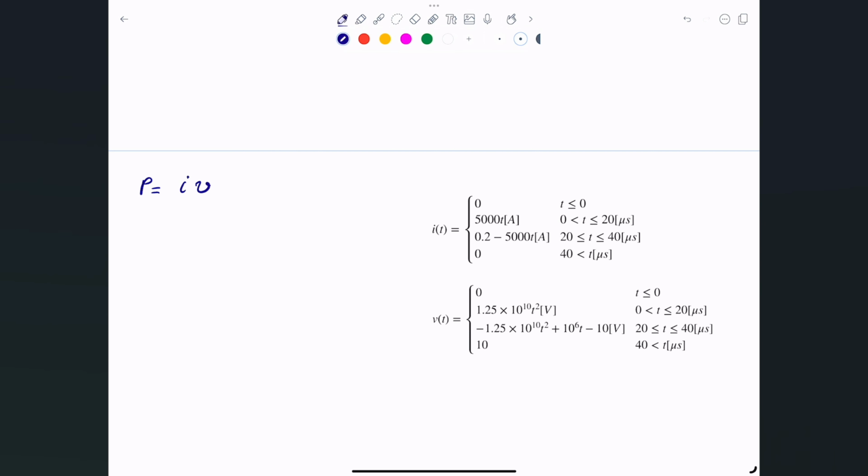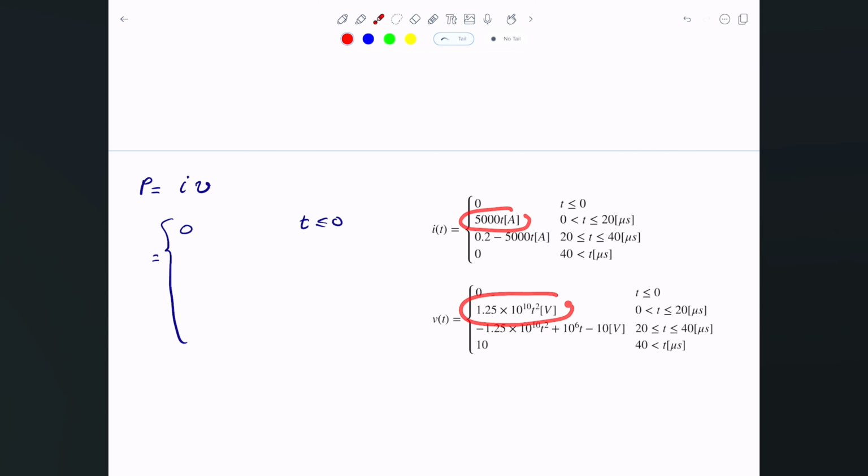So what we need to do is come up with the different ranges in here. For the range where T is less than or equal to 0, that will be 0 times 0, which is simply 0 watts, because this is in amps and this is in volts. The next range is where we multiply the 5000 T times this particular value in here, and whatever we get is in watts, and that's the power in the range 0 to 20.